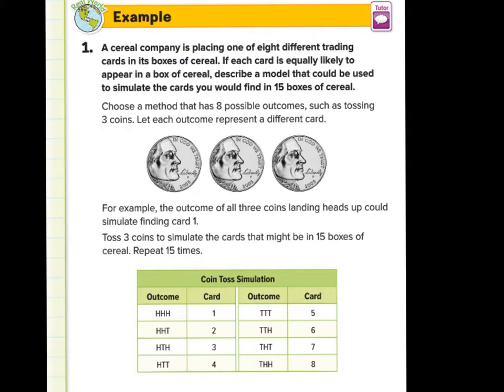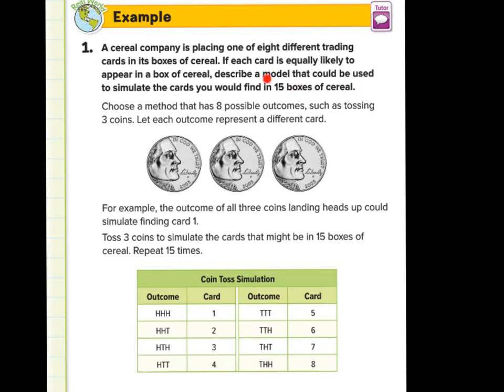Okay, let's take a look at the first example. A cereal company is placing one of 8 different trading cards in its boxes of cereal. If each card is equally likely to appear in a box of cereal, describe a model that could be used to simulate the cards you would find in 15 boxes of cereal.